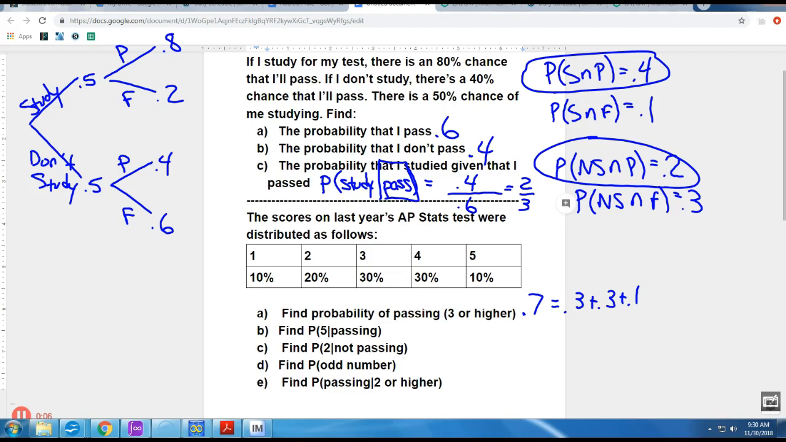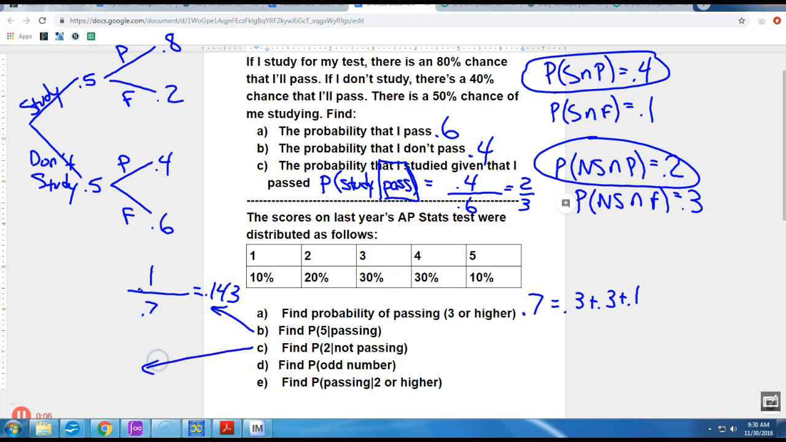Probability of 5 given passing. So part B, given that I pass, the first thing you do is throw the probability of passing on the bottom, and then the 5 on top, whose probability is 0.1. Wait, 5 passing. I thought it was 3. Yeah, so this would be 0.1 over 0.7, so that's about 0.143 if you made it a decimal.